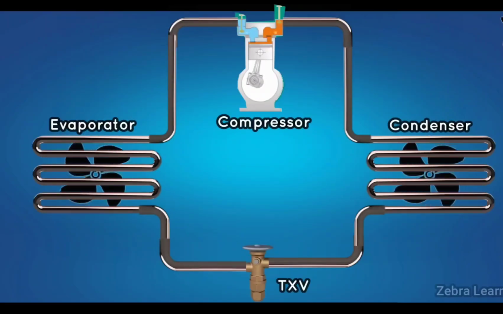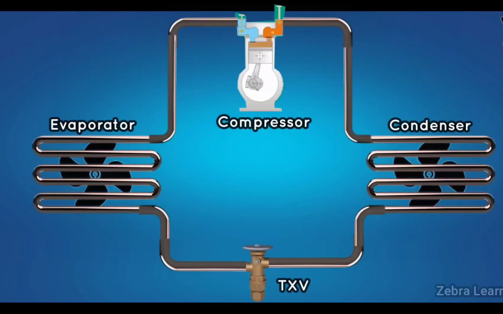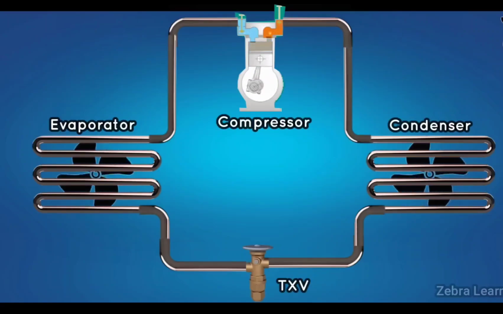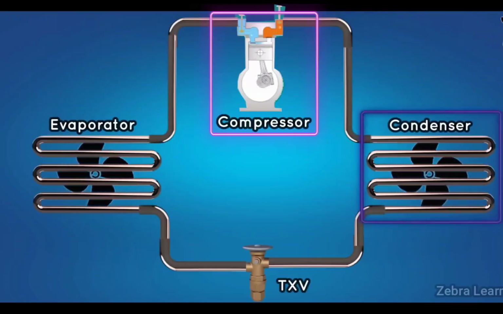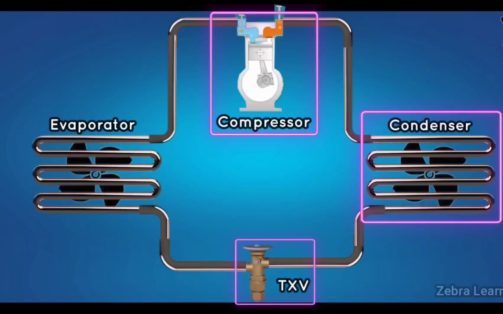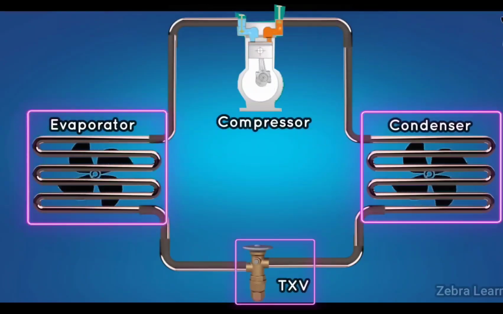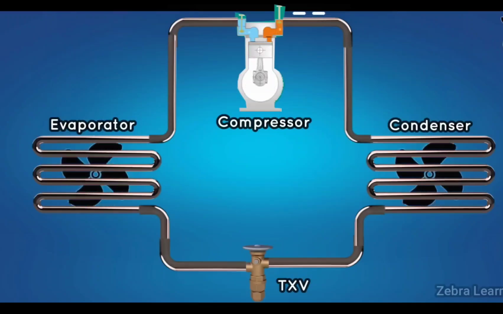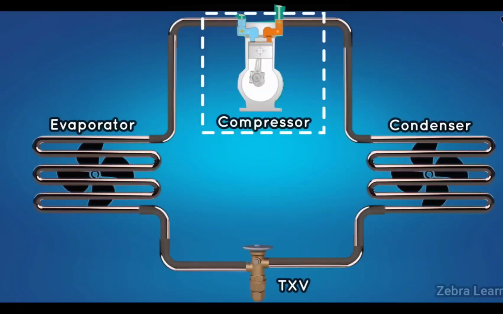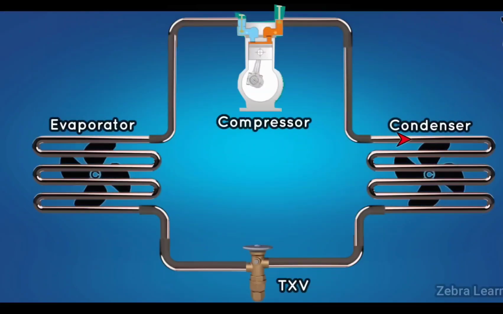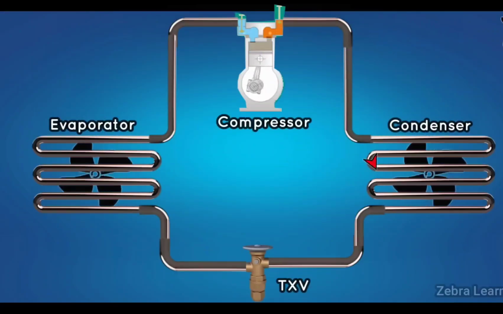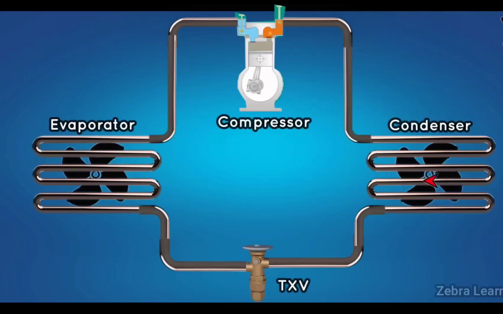First, let's look at its components. 4 important components are used in this cycle. They are compressor, condenser, expansion valve, and evaporator. First, let's see from the compressor. The compressor increases the pressure of the refrigerant. By increasing the pressure, the refrigerant can travel throughout this cycle.